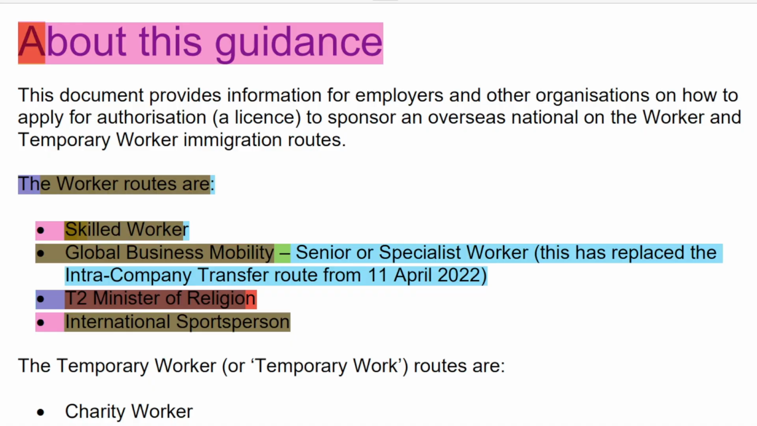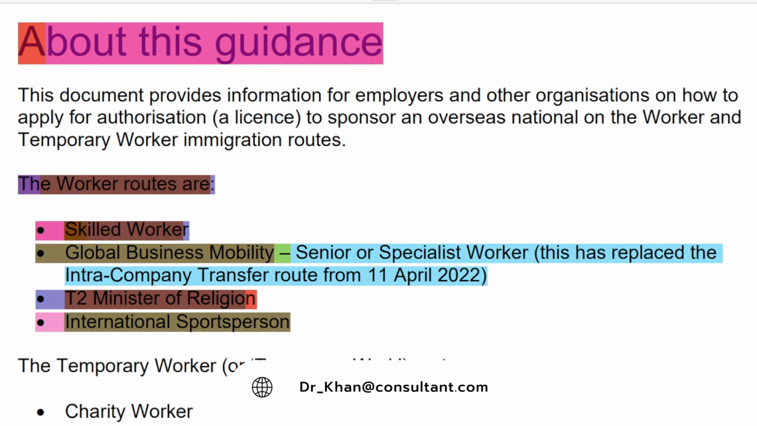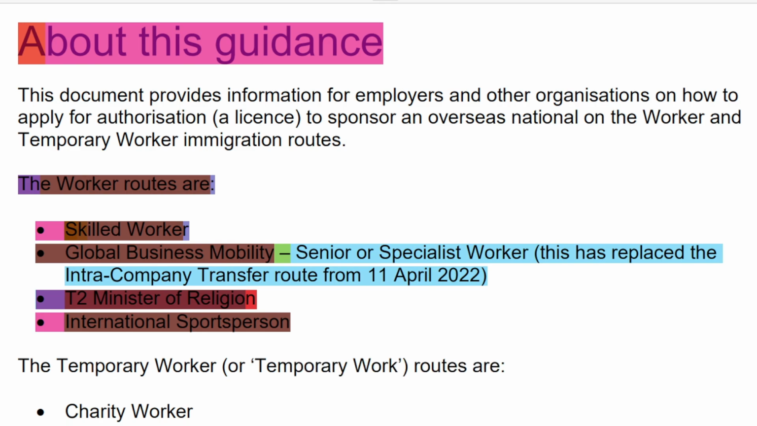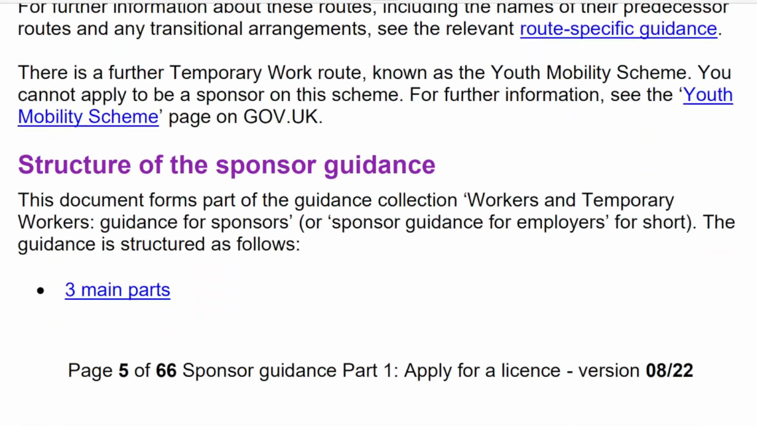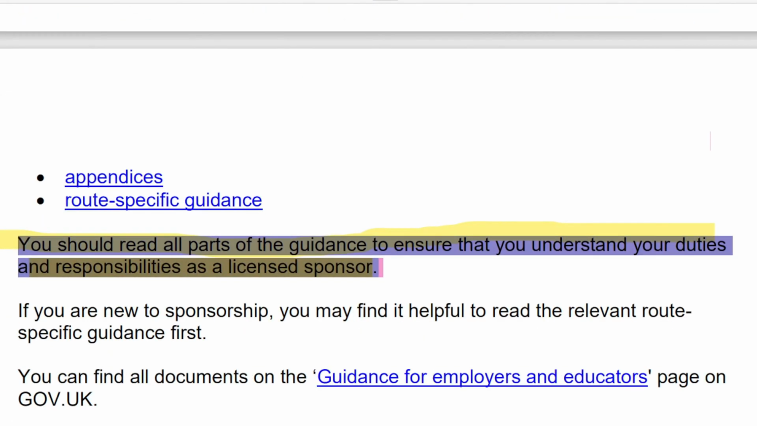So let's discuss this guidance. What does this mean? The worker routes are skilled worker, global business mobility, tier 2 minister of religion, and international sportsperson. This guidance is very important for every single person who applies for this license.